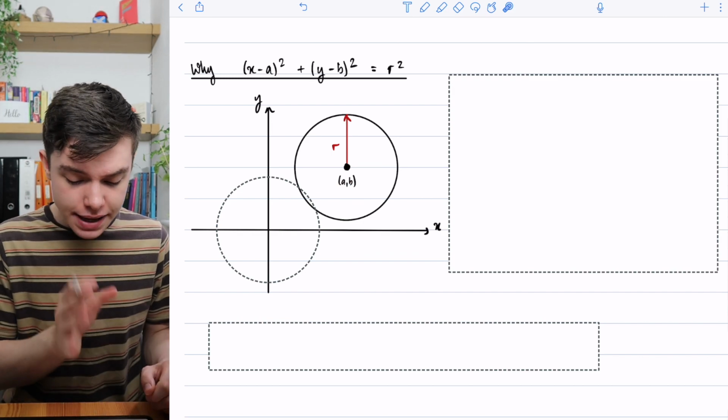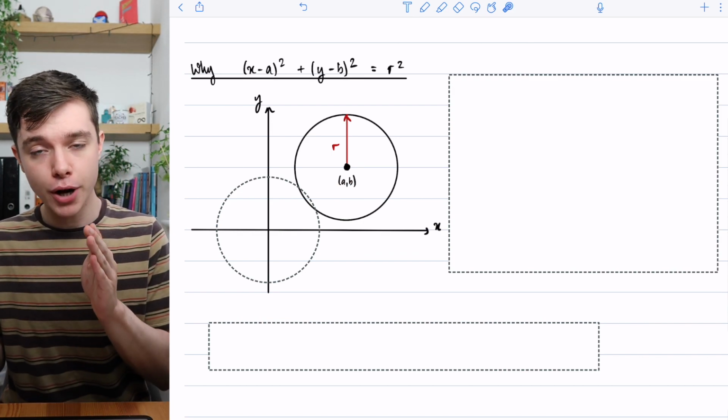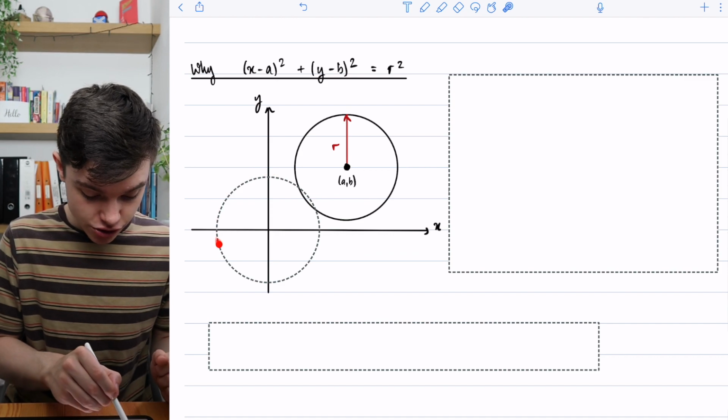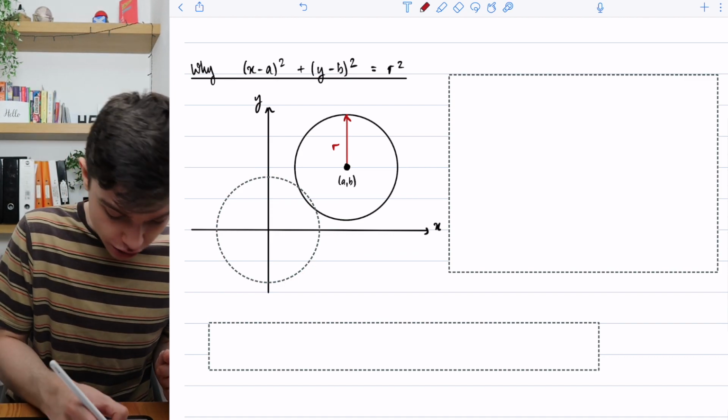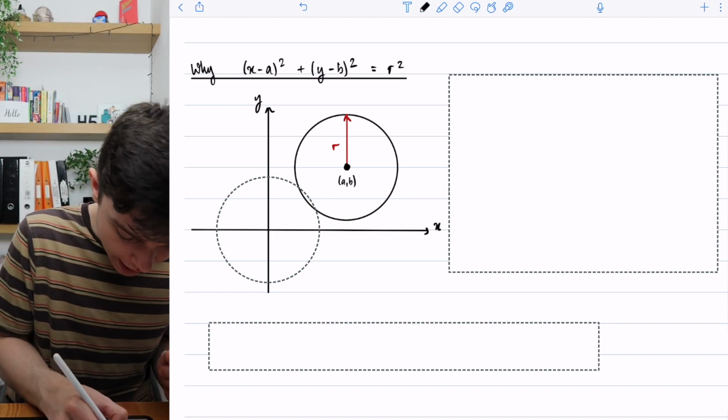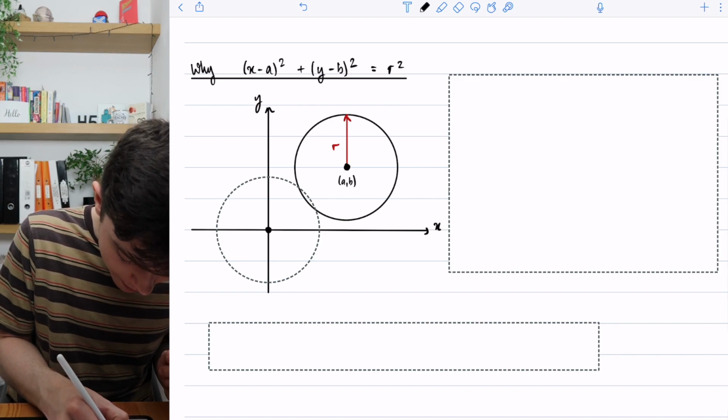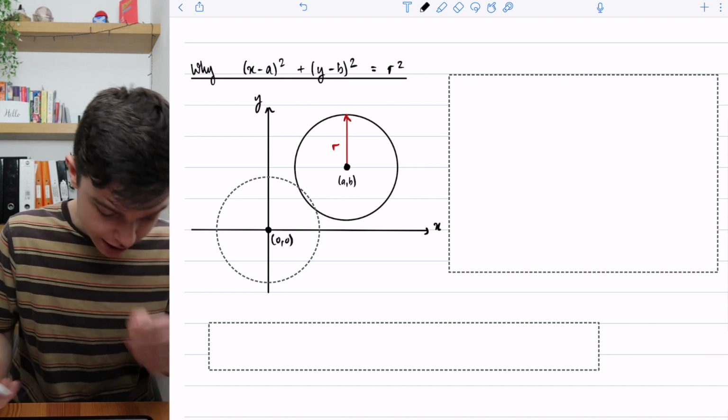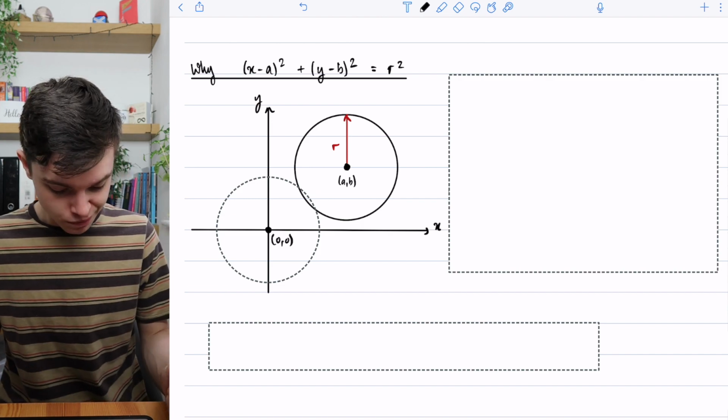Okay, let's first of all think about that, but also think about this dashed circle here. And this dashed circle has a centre. We'll draw it in black. The centre is there, and it has the centre at the origin, so at 0, 0.